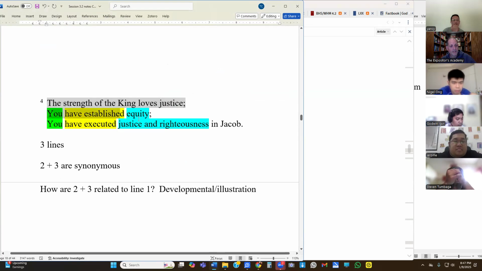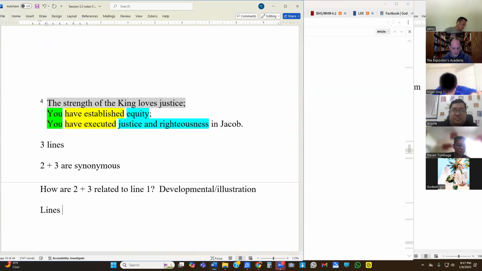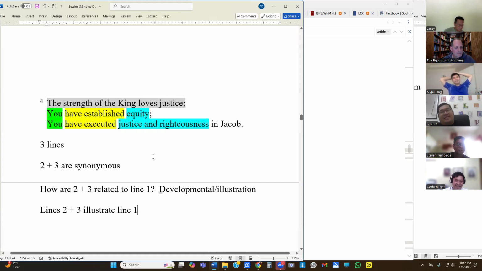And then I think the next two lines are the illustration of that, showing how. What demonstrates that he loves justice? Well, he established equity, he executed justice and righteousness. So I would say lines 2 and 3 illustrate line 1. That's how I would see it. That was a tough one, Jerome. I'm sorry to hand that to you, but that's the way I look at it. Any questions?